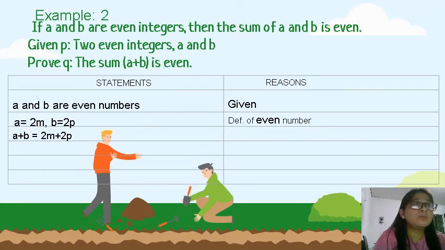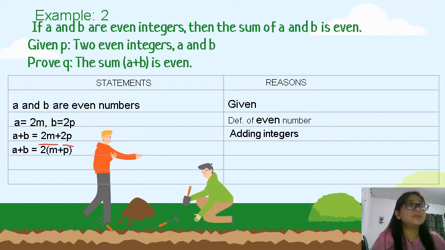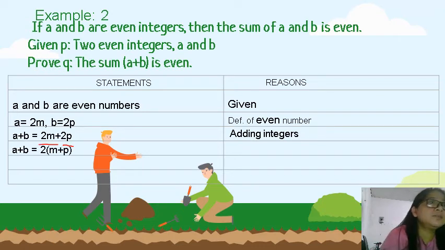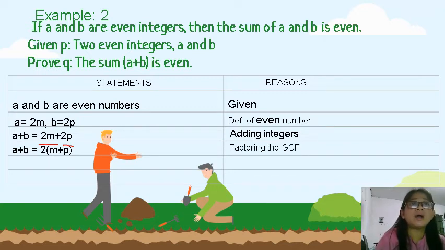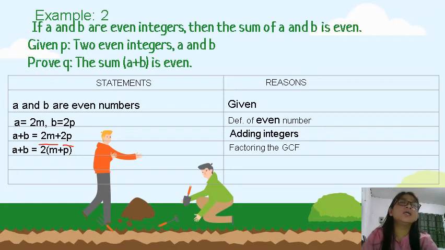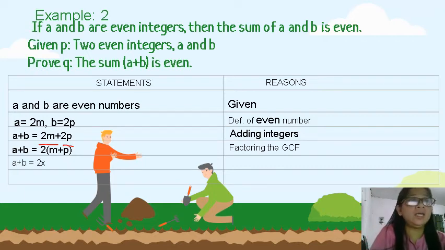2m. So ito yung a, 2m, and then b natin is 2p plus b, 2p. So this is adding integers. Next we have a plus b is equal to quantity m plus p. So we factor out. So this is factoring the GCF.